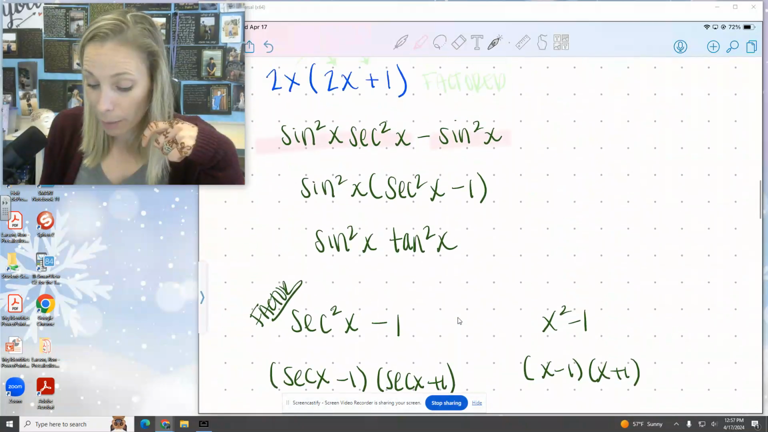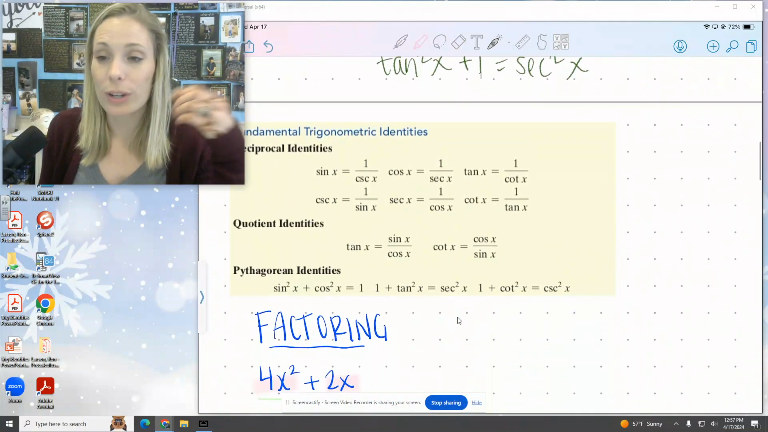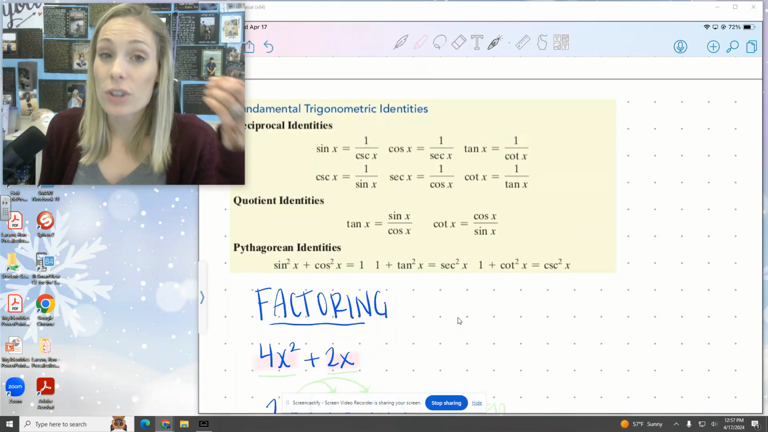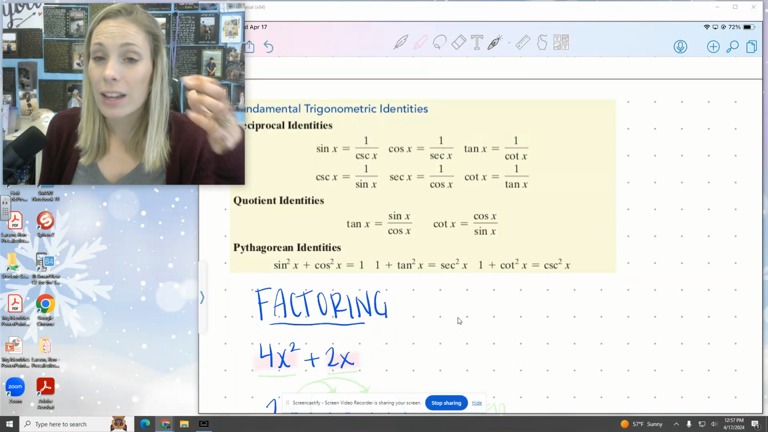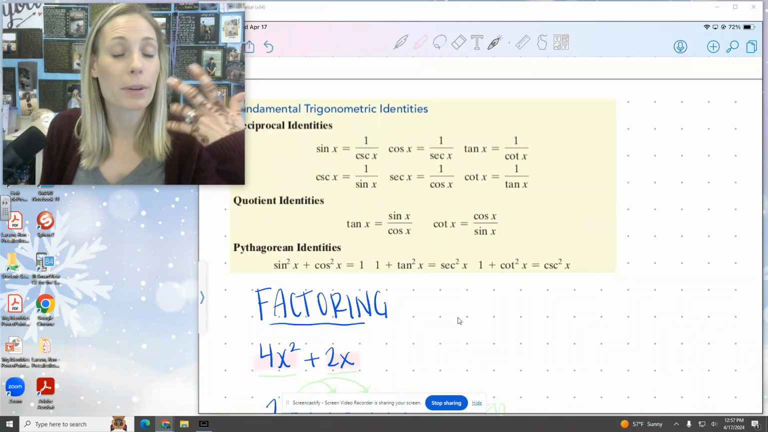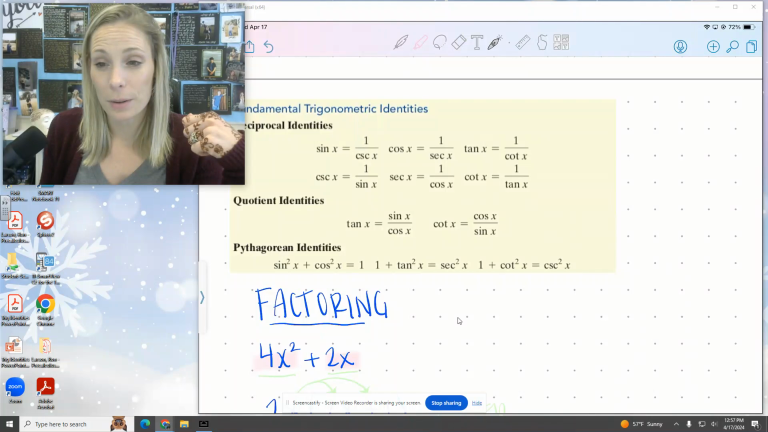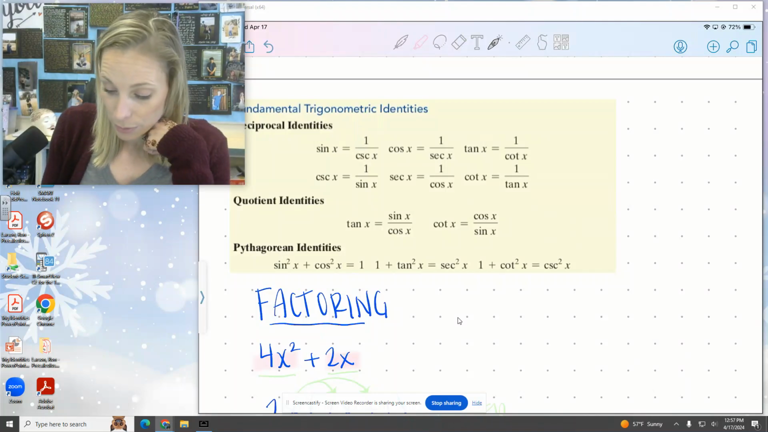So I'm going to scroll back up a little bit. These are our fundamental trig identities. You should have these memorized. If you have them memorized, things just start popping out of the page. Things are so much easier. This is what I notice right here.